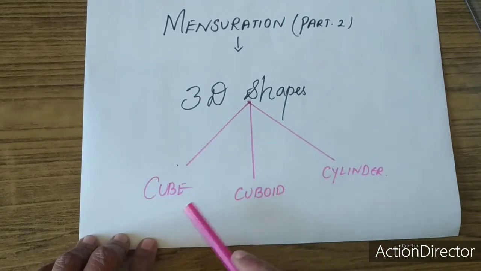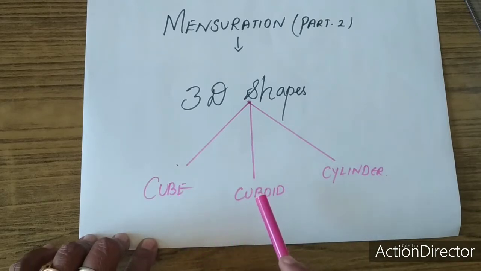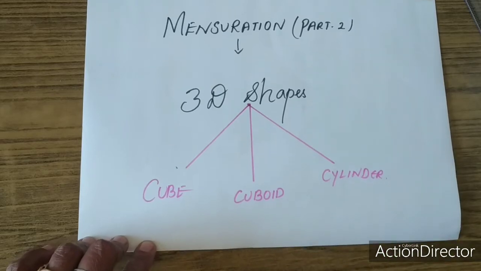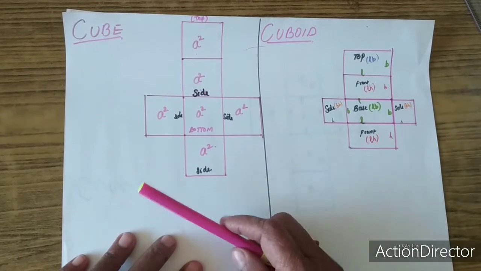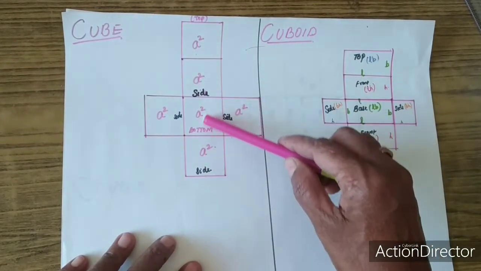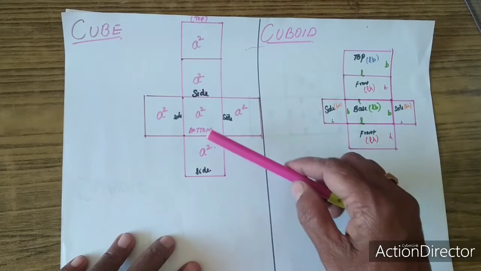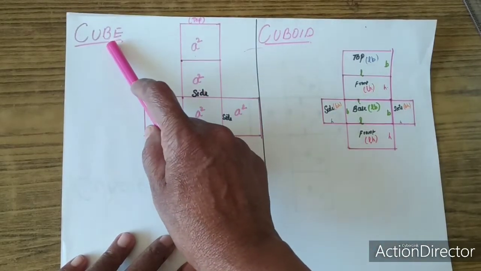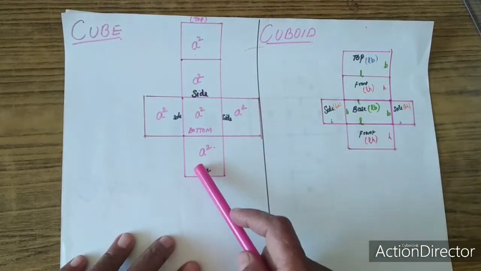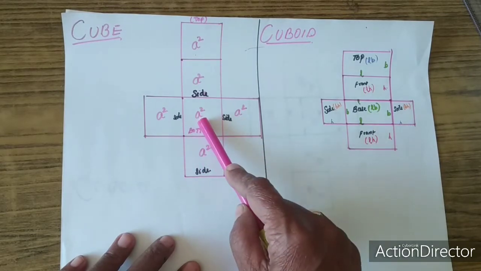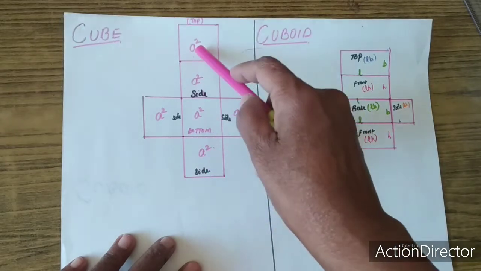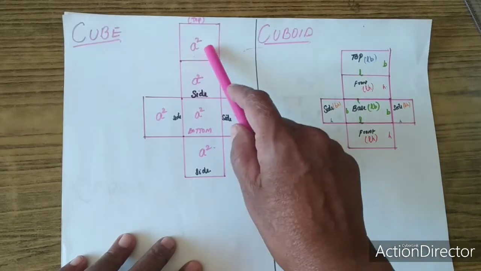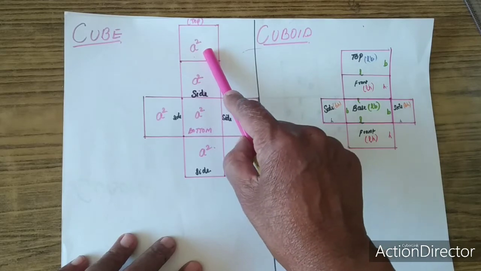Now let us see how to derive the formula for surface area of cube, cuboid and cylinder. The surface area of a solid is the sum of all the faces of the solid. Suppose you consider a cube, it has 6 faces. This is the bottom face, these two are side faces, these two are front faces and this is the top face. So first you calculate the area of one face.